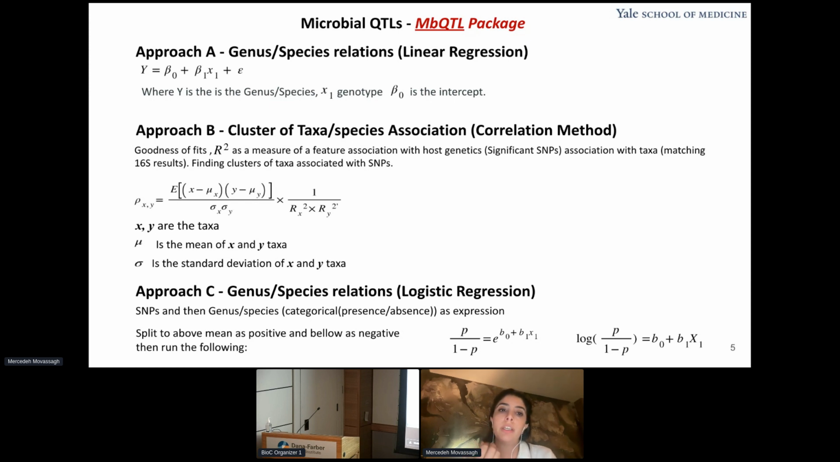So what we're doing is trying to understand what is the correlation of taxa, or how best the taxa are related to each other, and how is every taxa associated with a SNP. And then we come up with an estimate of correlation. And the higher that estimate of correlation, it means the more there's a relationship. And the third approach is a logistic regression approach, which basically we're assuming a binomial. Is it present or is it not? That requires setting a cutoff.